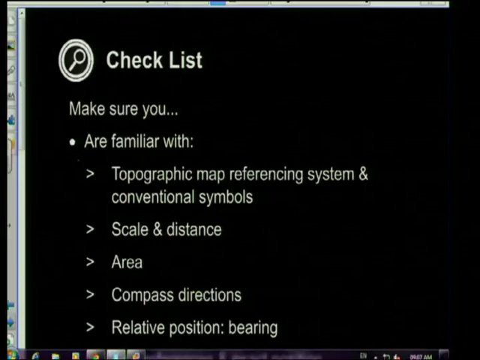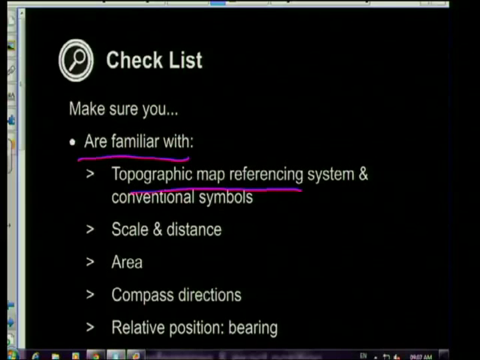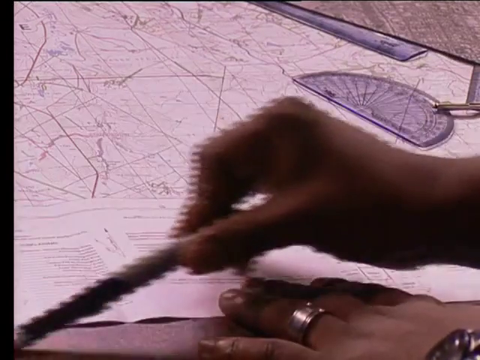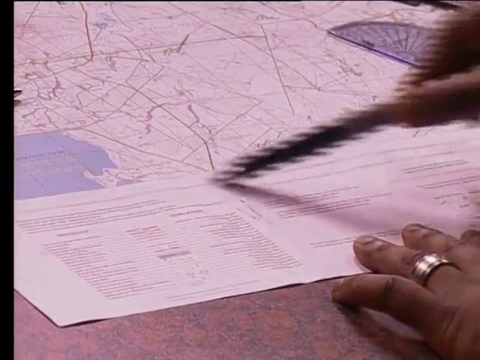In today's lesson, you should ensure that the following have been done. Are you familiar with topographic referencing systems and conventional symbols? From grade 10 up to this point, right before your grade 12 exam, you've been working with conventional symbols. At this stage of your matric year, you should be able to recognize all possible features by using the key on the topographical map. Obviously, when we're looking at our topographical map, that refers to the referencing system found in this section of the map.